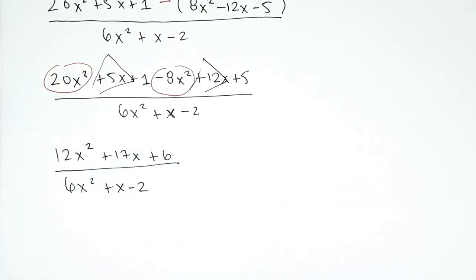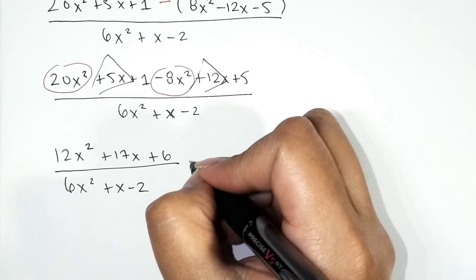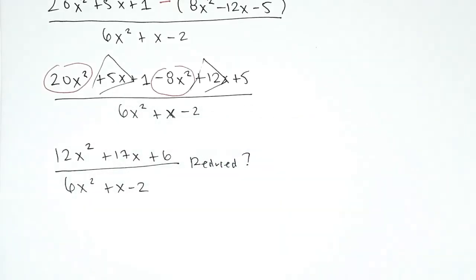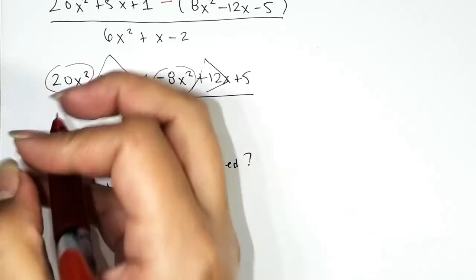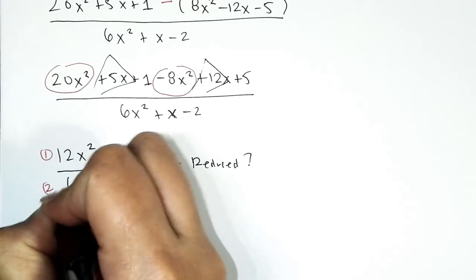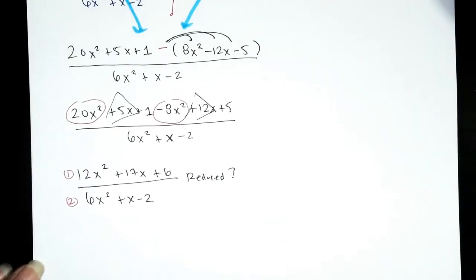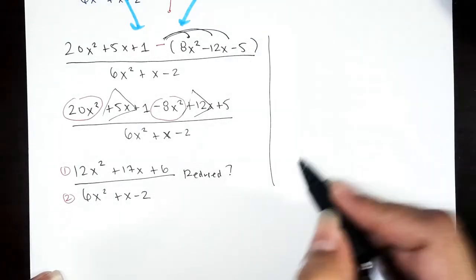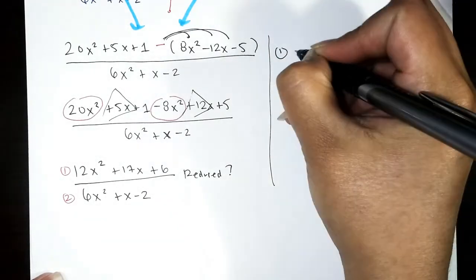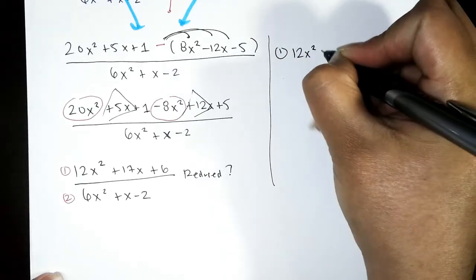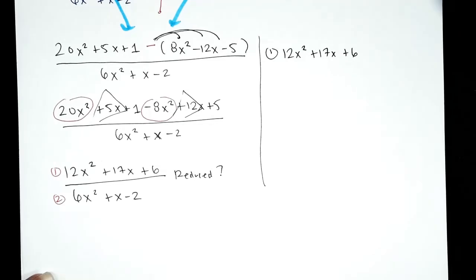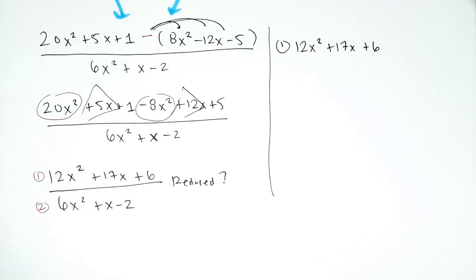So the million-dollar question is, is this bad boy reduced? I really don't know. Okay, for me it's hard to factor in my head, so I'm going to go ahead and number these polynomials. So I'm going to number the numerator and denominator and then show all my work on the side. I'm going to write number 1, and then we have 12x squared plus 17x plus 6, and then you factor however your heart desires. So let me zoom in. I think I could zoom in more.